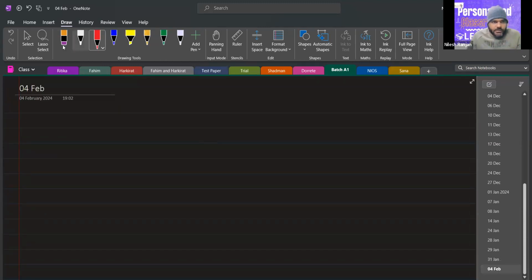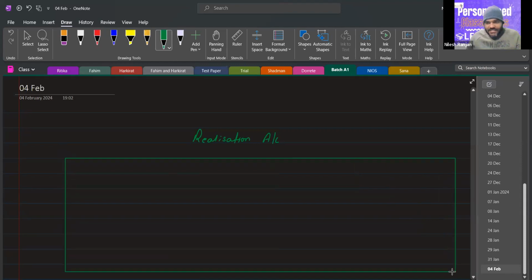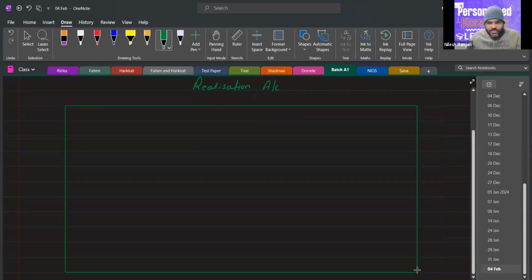Realization account. Have you seen the format of realization account in your book or anywhere else? Yes, sir. Do you remember anything? Can you tell me? Can you revise your memory? Repeat the things that you have remembered for realization account.